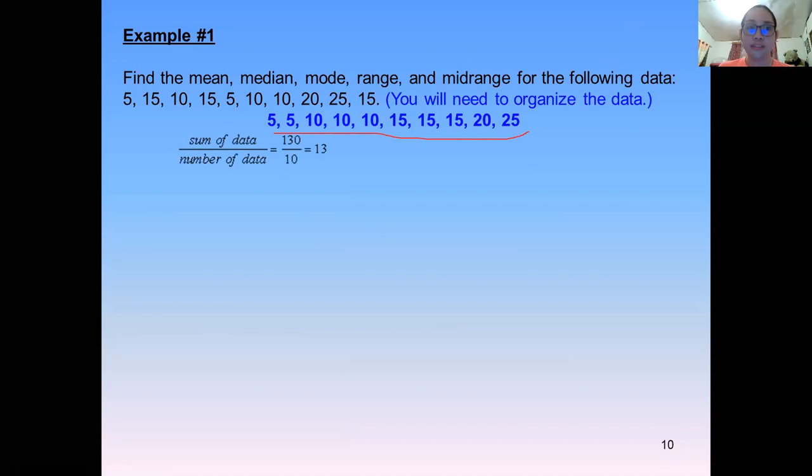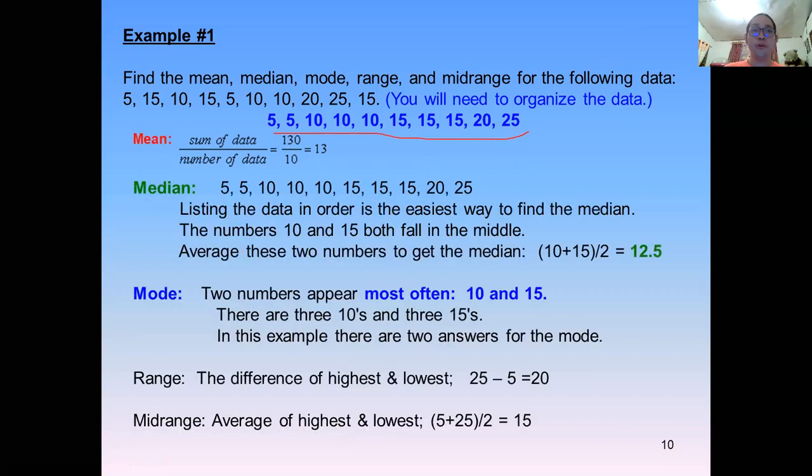Next, to get the mean, you have to sum up, add all the data set, and divide it by the number of data that you have. There are 10 of them. So 130 as a total, divided by 10, gives you 13. Of course, that's the mean.